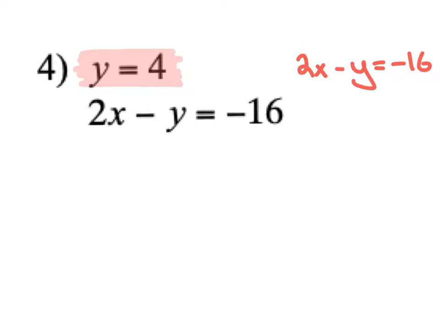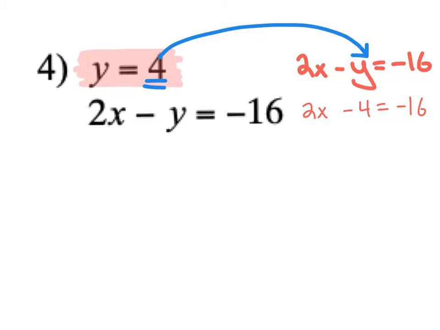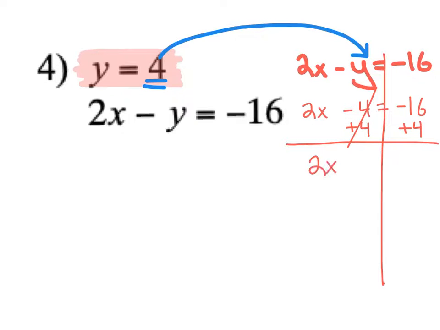Okay, I'm told that my y value is 4, so I'm going to substitute in 4 for my y value into my second equation. So what I have is 2 times x minus 4 equals negative 16. Now I'm going to solve this for x. So I'm going to add 4 to each side, and you may use a calculator for this as it will speed up your work a bit. Negative 4 plus 4 is 0, and I'm left with 2 times x equals negative 12. Negative 16 plus 4 is negative 12.